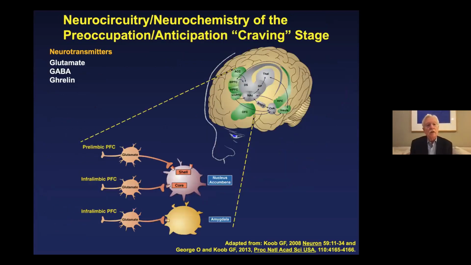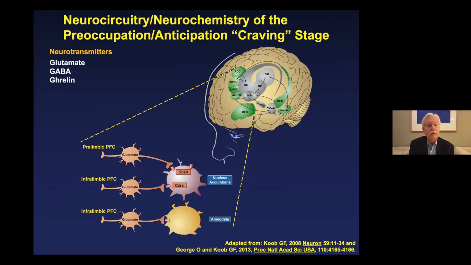So I'm going to finish by talking about the preoccupation anticipation stage. And this is an area where there's a good bit of work now in trying to understand how these circuits in the prefrontal cortex control these basic circuits for motivation that we've been talking about. And so one of the arguments is that there is a prelimbic pathway from the prefrontal cortex to the nucleus accumbens, and an infralimbic pathway to the amygdala.